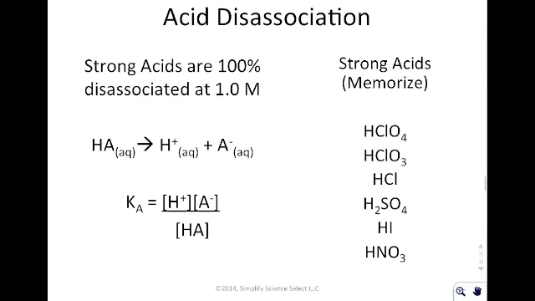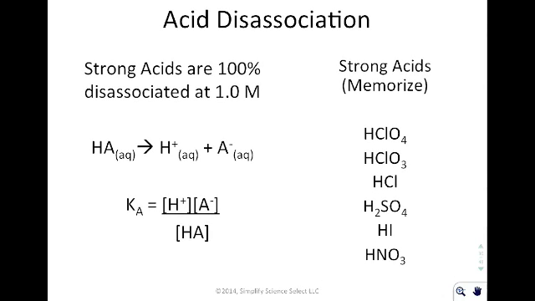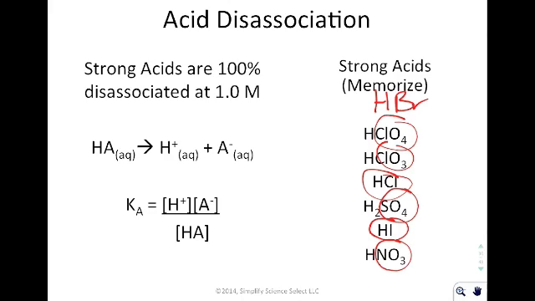You do need to know about acid dissociation. Things that are strong acids dissociate 100% when a 1 molar solution is put in standard conditions. So here are the strong acids. You need to memorize these because you need to be able to recall them very quickly. You have perchloric acid, because you have a perchlorate ion, chloric acid, hydrochloric acid, sulfuric acid, hydroiodic acid, and nitric acid. These are the ones that are generally considered to be the strong acids. Some people also include HBr, which is hydrobromic acid, and you should include that in your memorization as well. These are the acids that dissociate 100% at 1 molar.